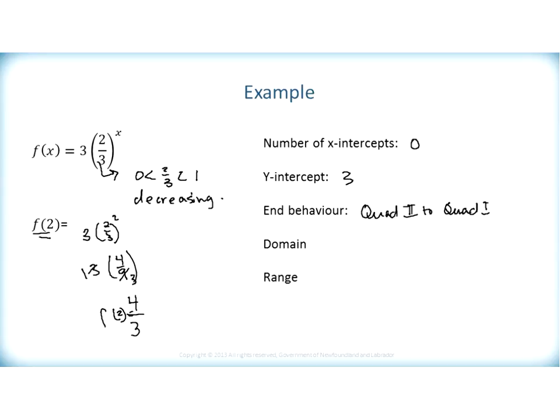The domain, x belongs to a set of real numbers. In the range, y is greater than 0. It will not be equal to 0 since there are no x-intercepts. We have y is greater than 0, y belongs to a set of real numbers.